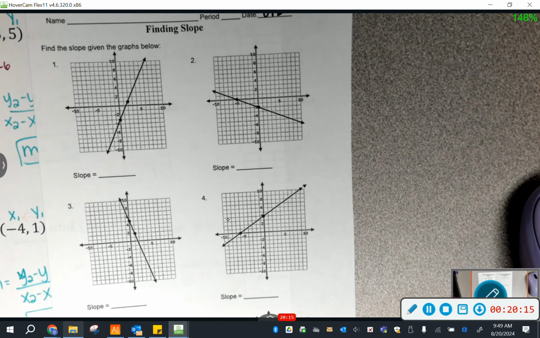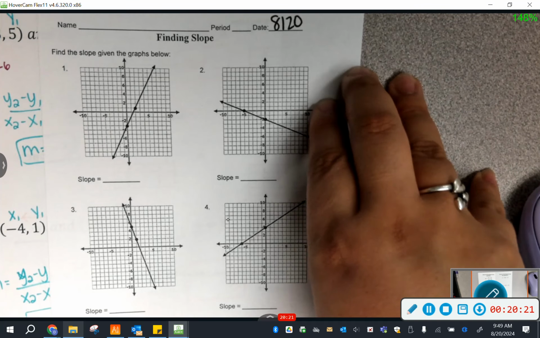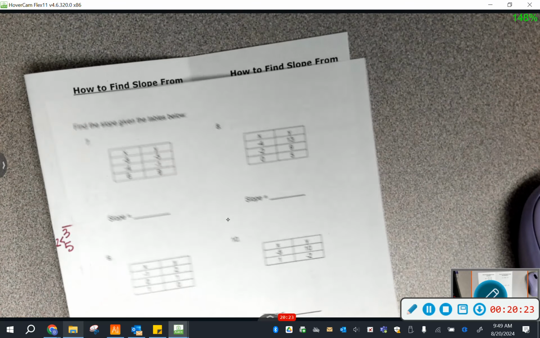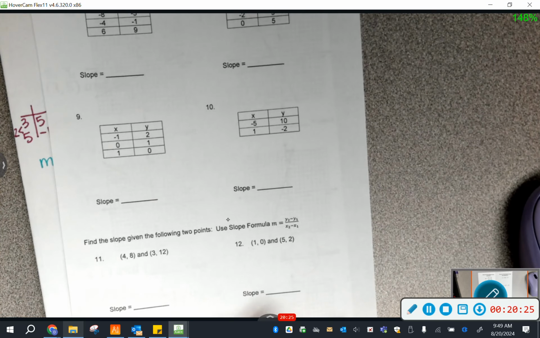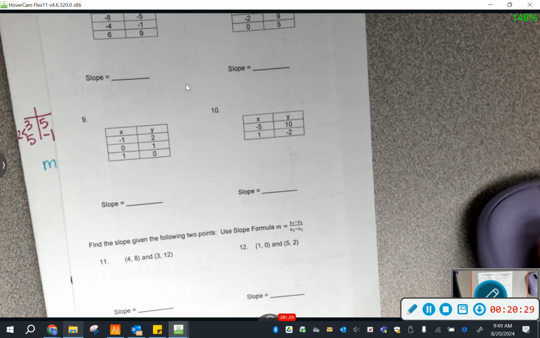Given how much time we have, if y'all can listen real quick. I want you to do 4 on the front. You only have to choose 4 of them. And then on the back, I want you to do 4 as well, but I want you to do 2 tables and 2 of the bottom ones. Okay? All right.